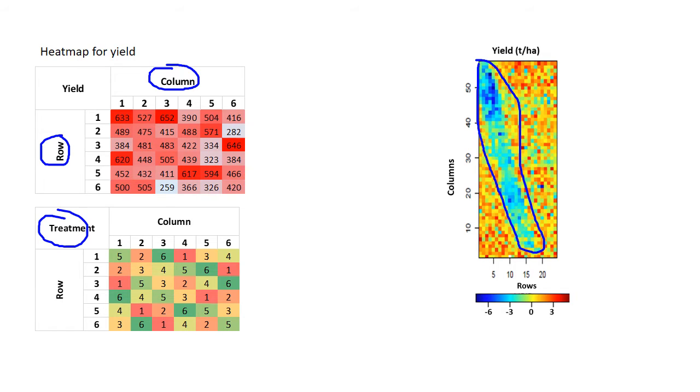Based on these two heat maps, we can see that treatment 1 tends to have lower yield than others, while treatments 5 and 6 tend to have the highest yield.